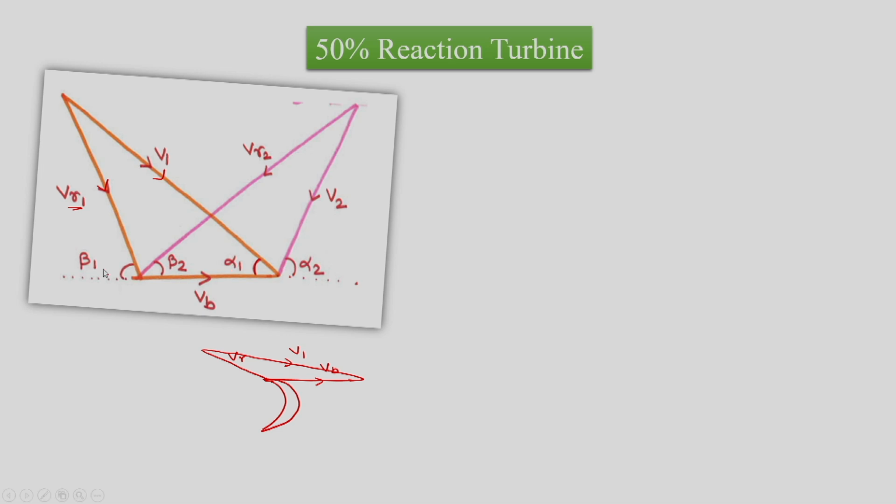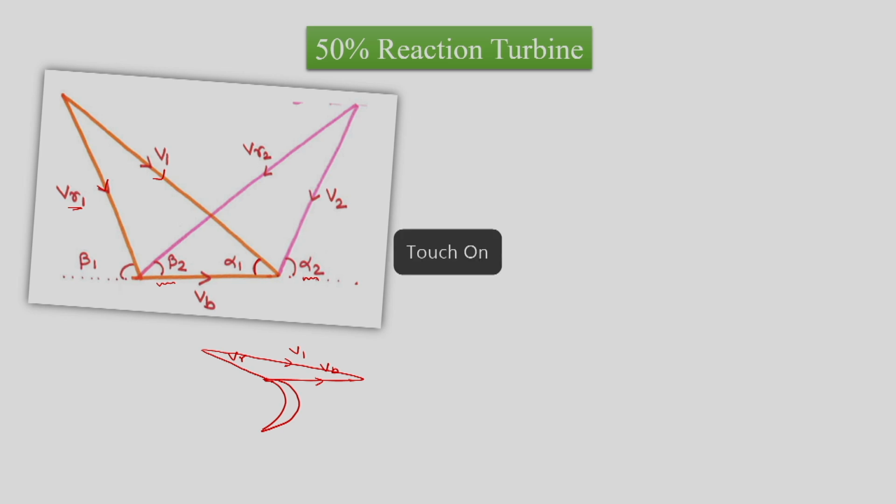Then since we have enthalpy drop in the moving blades, the relative velocity is bound to change due to change in enthalpy. So VR2 will have a certain value. So we have VR2 and we have V2. The absolute velocity angle at the outlet is alpha 2 and the relative velocity angle at the outlet is beta 2.